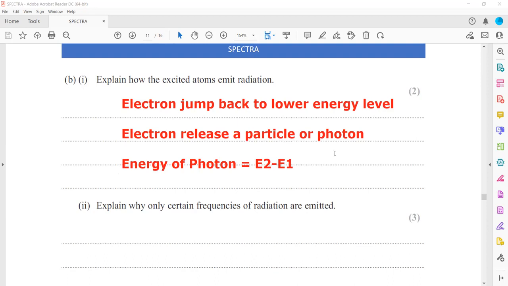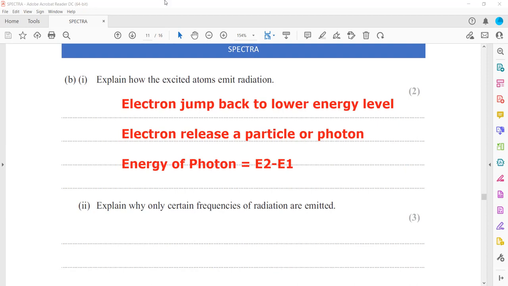Explain why only certain frequencies of radiation are emitted. Why not 2 joules, 2.5, 2.3, 2.1, any range of energy? Why is specific energy emitted? The reason is that energy levels do not exist at all the regions. There are specific regions where an atom or electron exists, in a certain energy level. So only certain energy changes are possible, not all energy changes.